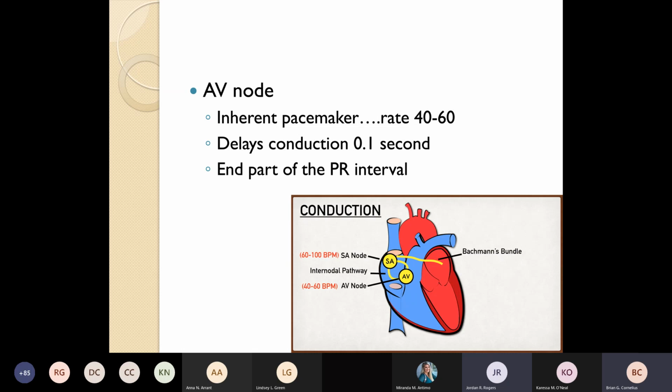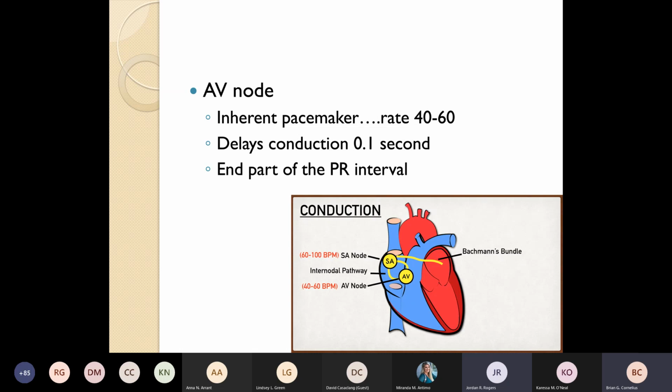For some reason, your SA node isn't functioning the way it should be, or because that internodal pathway, the impulses aren't getting down to the AV node the way they should be. The other thing that you see, as we talked about, is that the AV node slows down the conduction velocity of the action potential. This is really an important function because by slowing down the action potential, it gives time for the atria to contract before depolarizing and contracting the ventricles.